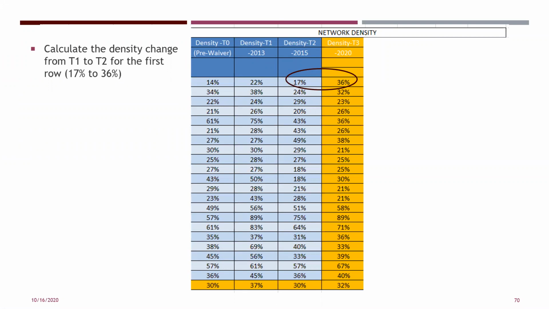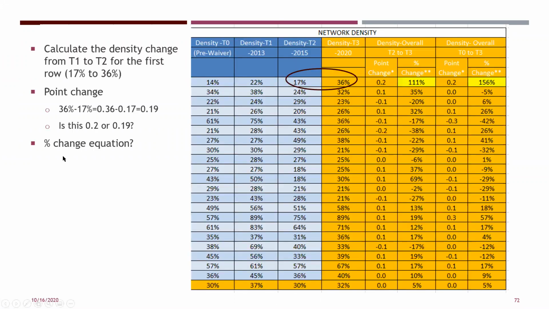Actually, I would beg to differ in that there are actually 3 different ways to do this. So here are the 3 different ways. You could say it's a point change. So here we go. This is what was in the, you can do a point change difference. You can actually do a percent change difference. But if you're going to do a percent change difference, you need to know what to divide by, right?